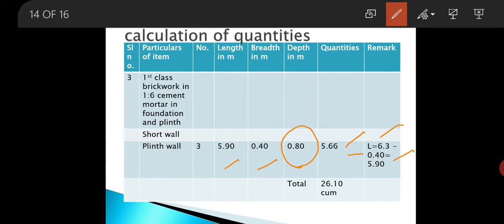Now, we will simply add all the quantities of footing of long wall with all the quantities of footing along short wall. So, this will give us the total quantity of brickwork in foundation, which in this case is 26.10 cubic meter. So, in this manner we will go for calculation of your brickwork in foundation. In the next class we will do the rest items of this 2-room building.